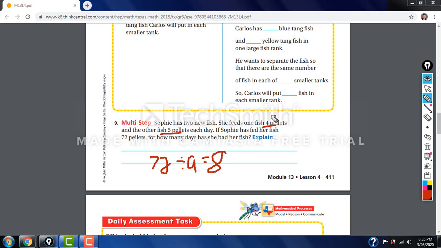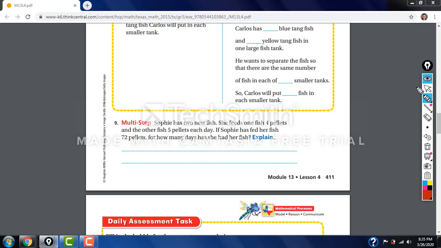Okay? So again, first thing we do, Yasmin, correct, we have to add those 2. We don't multiply them, because it's not saying that. It's saying this one eats 4 pellets a day, this one eats 5 pellets. This is how many total pellets she's fed them. So how many days has she fed her fish? She's fed them for 8 days. And if we draw the 9 groups, you're going to have 8 in each one. Or the 8 groups, you'll have 9 in each one. So 72 divided by 9 equals 8.